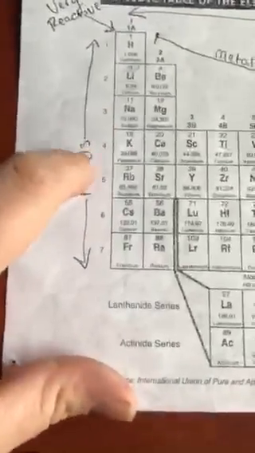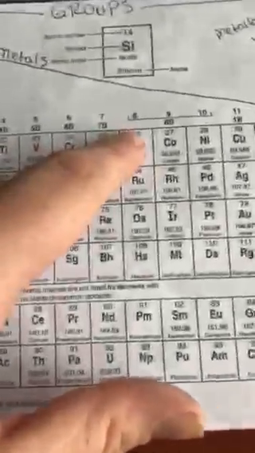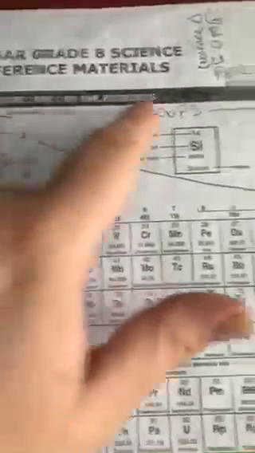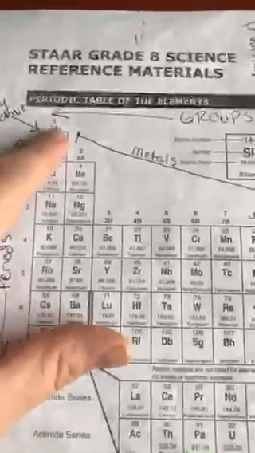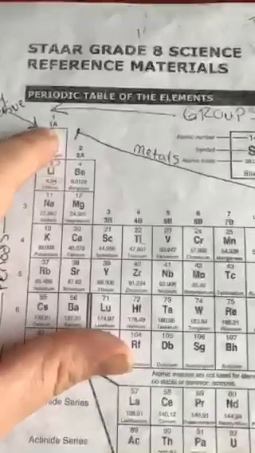I write my periods, so I remember, okay, if we're in period 4, that means that these elements have 4 energy shells. And then I write groups up top to remember group 1, 1A, 2A. That tells you the number of valence electrons.